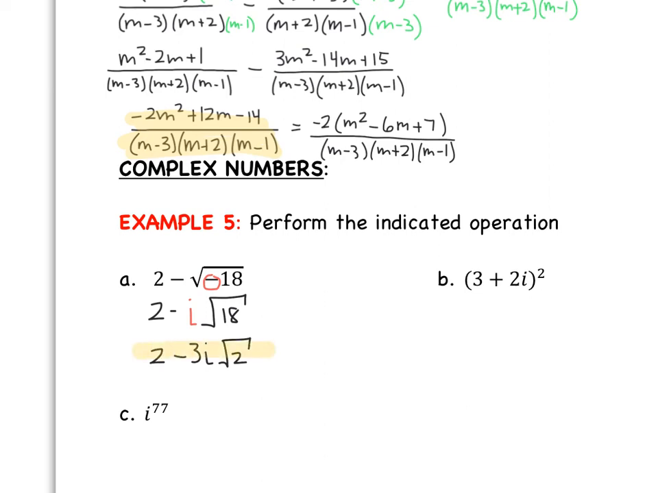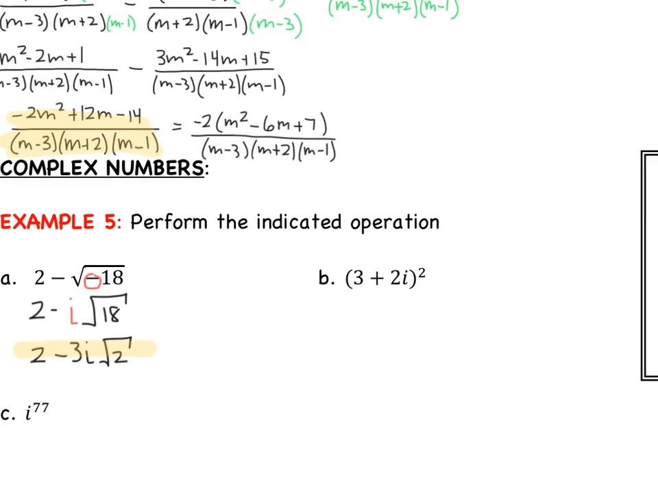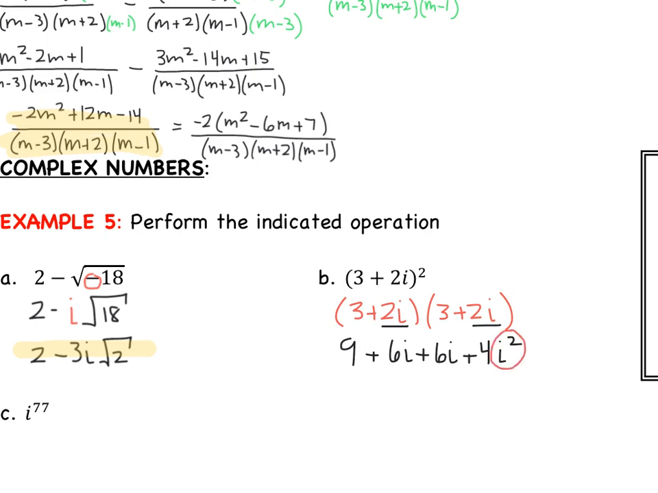In part B, we are squaring a binomial. Remember, this is just like saying 3 plus 2i times 3 plus 2i. So now we just FOIL. When we do that, we get 3 times 3, which is 9, 3 times 2i, which is 6i, another 2i times 3, so another 6i, and then finally 2i times 2i, so 2 times 2 is 4, i times i is i squared. So this is where we see this i squared portion. i squared is really just -1.